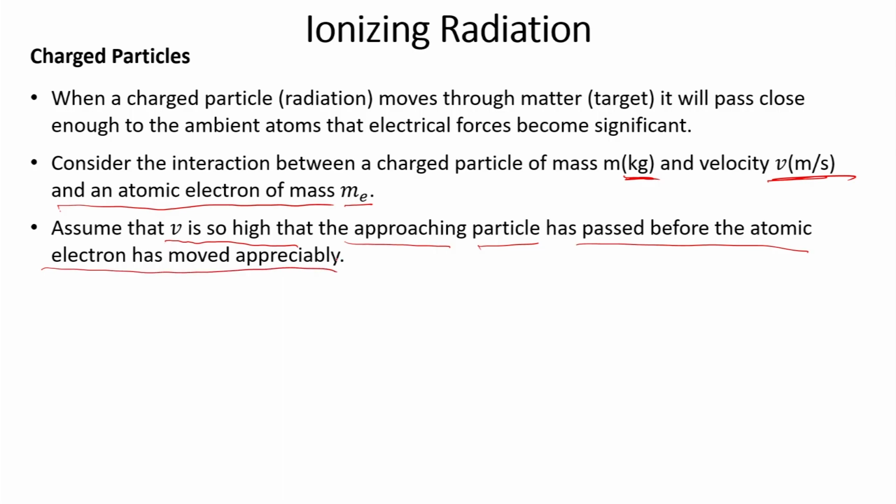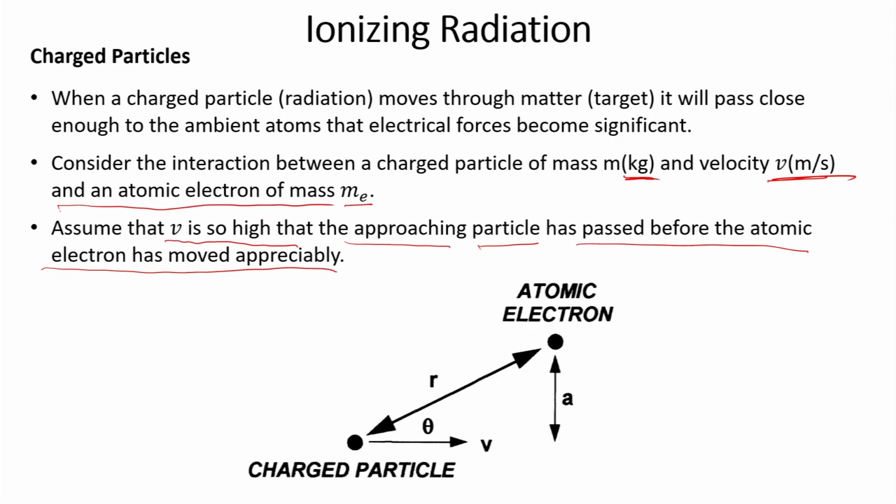Since we are considering charged particles with very high velocity, the particle will pass before the atomic particle moves. Otherwise, there is always the probability that these energetic charged particles will catch up with the atomic electron or the atom it will interact with. Pictorially it is shown like this. This is the charged particle, moving with a velocity of v, and this is the atomic electron, which is called the target.